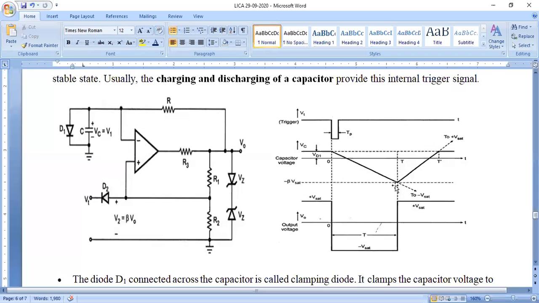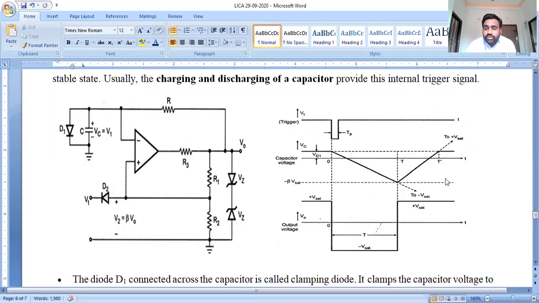After the capacitor comes in contact with the lower threshold value, what happens? If the capacitor discharges up to a few millivolts beyond the lower threshold value, at that condition the output voltage will swing from minus V saturation to plus V saturation, and the capacitor will start charging again, in order to reach the operating voltage of 0.7 volts.